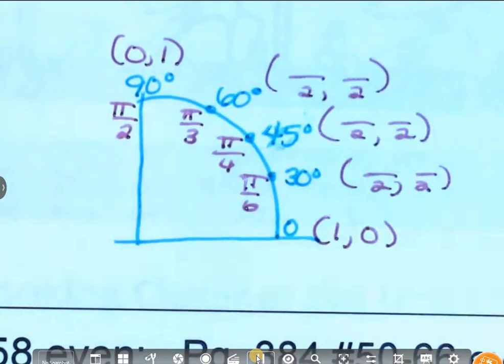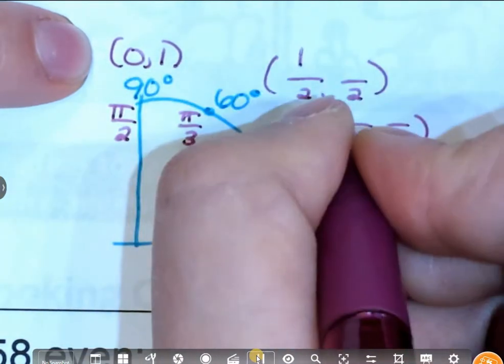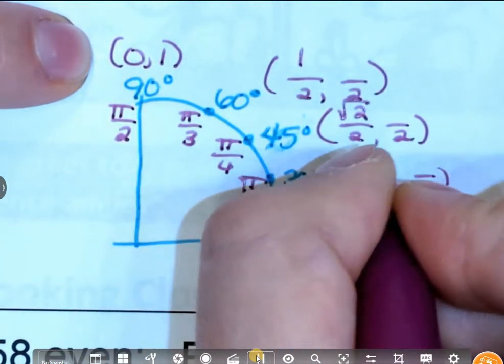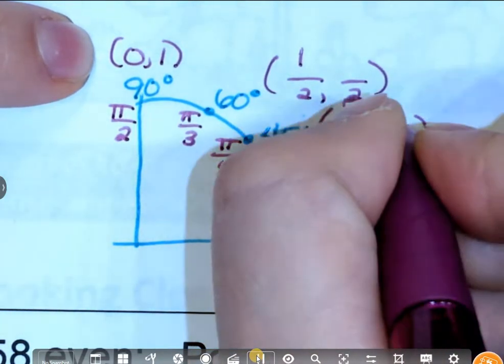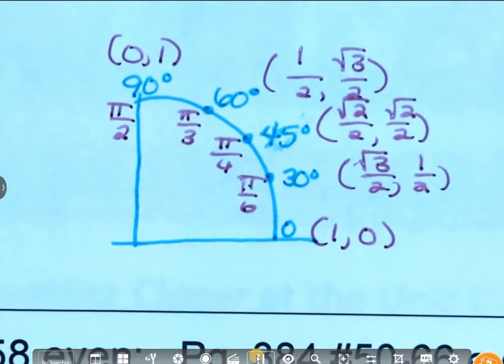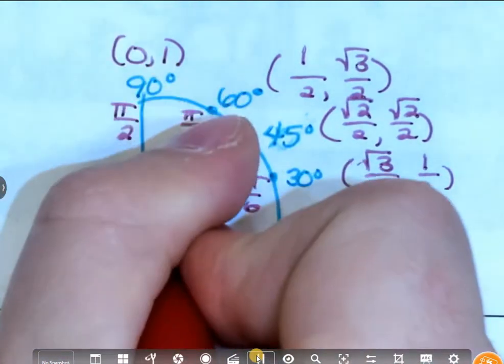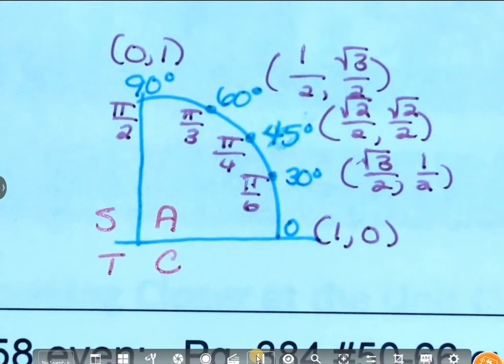I know all of those points are over 2. So I go 0, 1, 2, 3, 4. 0, 1, 2, 3, 4. And that's all I need. If I have my first quadrant, I can put that together with my "all students take calculus" and find every single thing that I need.